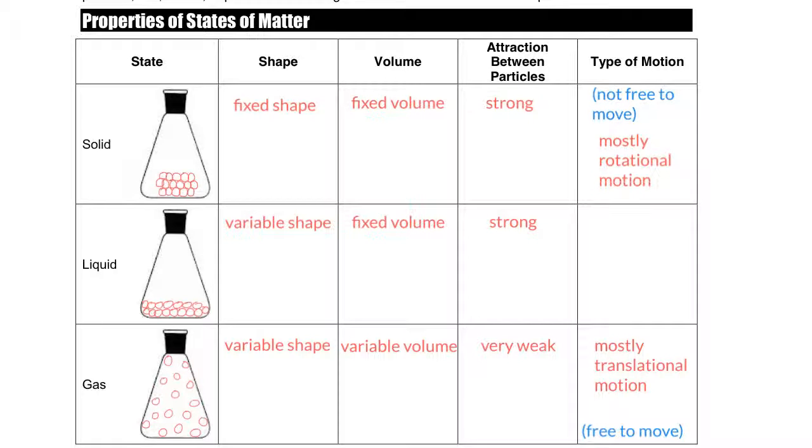So when you think about the type of motion, well, gas particles, since they're so free to move around, there's a lot of translational motion. In fact, most of the motion of gas particles is translational. Solids, on the other hand, are not free to move. There's not going to be very much translational motion of these particles. They are mostly undergoing rotational motion.